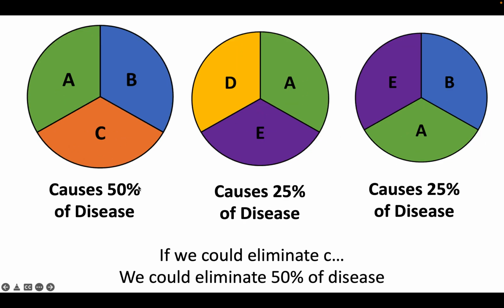You can also, if you're somehow able to figure out that this circle here is the reason that 50% of people who get the disease got the disease, and you have 25% for these other two causes, if we found a way to eliminate C, we'd be able to eliminate 50% of diseases with that one intervention. Although, if we're able to eliminate B, then we eliminate this cause and this one, so we're able to eliminate 75% of disease.